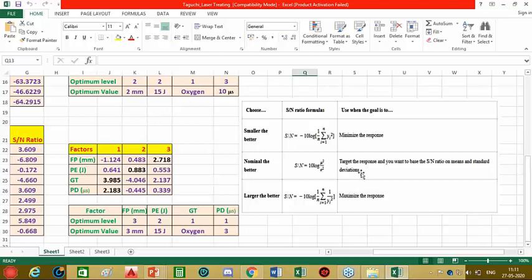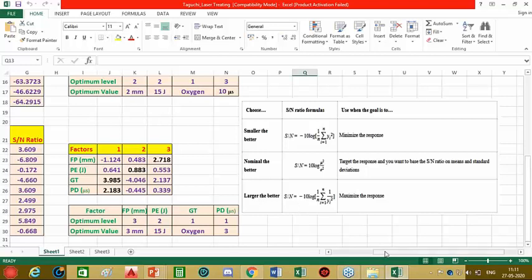Similarly, if your target is a specific response and you want to base the SN ratio on mean and standard deviation, then we go for nominal the better, and the formula is SN ratio equal to 10 log to the base 10 of mu square upon sigma square, where mu is the mean and sigma is the standard deviation. Similarly, when the goal is to maximize the response, then we use larger the better.